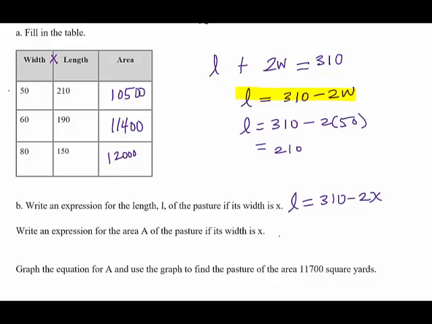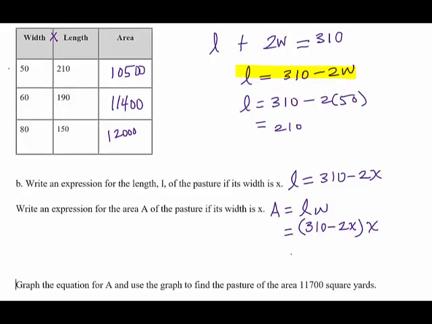Okay, so for a rectangle, area equals length times width, and we're going to make some substitutions into this equation. So instead of L, we'll put 310 minus 2X, and instead of the width, we'll put X. And distribute, we get 310x minus 2x squared, a quadratic function.